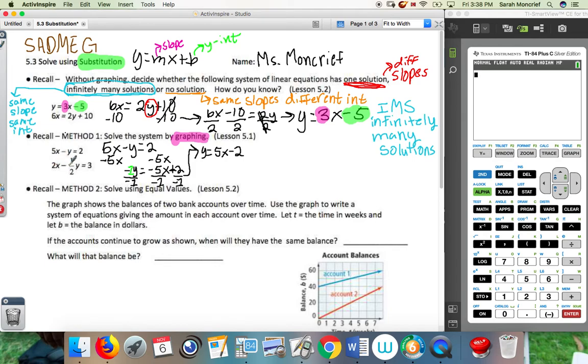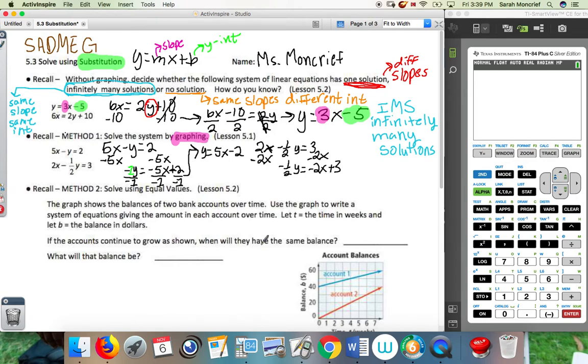Now we got to rewrite 2x minus 1/2 y is equal to 3. So we have 2x minus 1/2 y is equal to 3. We got to get y by itself. The first thing we're going to do is subtract the 2x. So minus 2x. And now we have negative 1/2 y is equal to negative 2x plus 3. And now we got to get rid of this negative 1/2 on the y side.